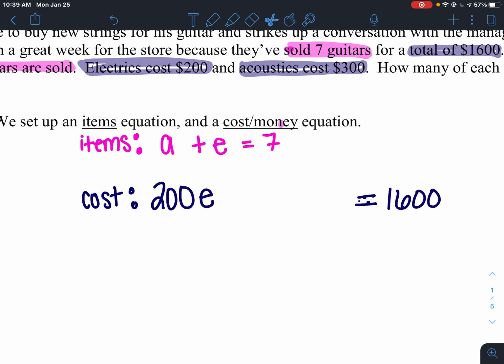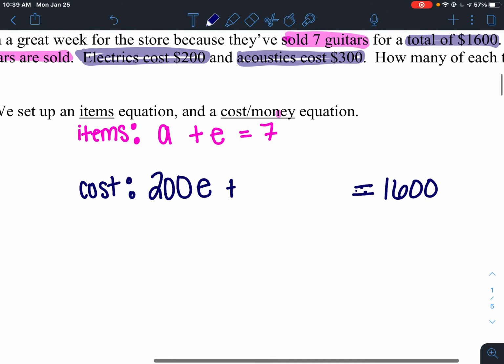And I think I'm going to need a little more room. And acoustic guitars costing $300. I don't know how many electric guitars I sold, and I don't know how many acoustic guitars I sold. So that's why I'm using those variables, E and A. Now, I could use elimination because E's and A's are both on the same side, but I would have to multiply the top by either negative 200 or negative 300. And that's quite a big number to solve for.